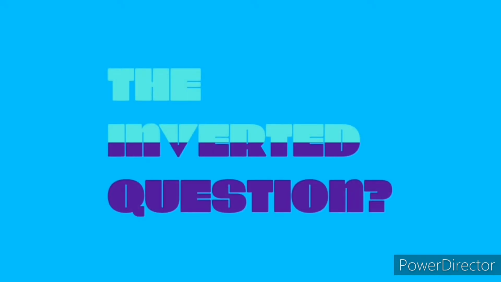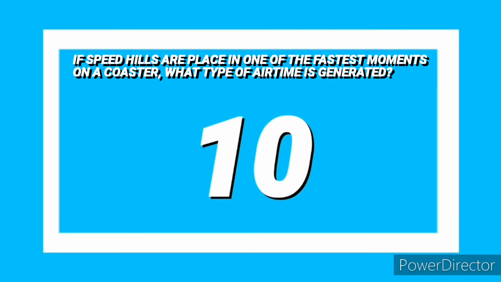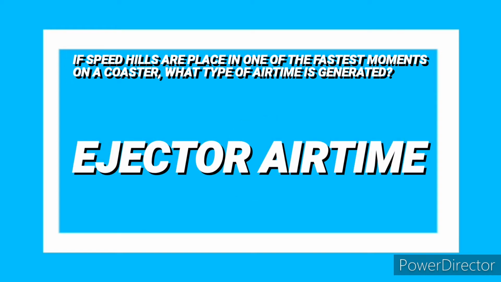But now is the part of the video where I ask you the inverted question, to test how much you have learned from this video. The question is, if speed hills are placed in one of the fastest moments on a coaster, what type of airtime is generated? If you guessed ejector airtime, then you are correct.